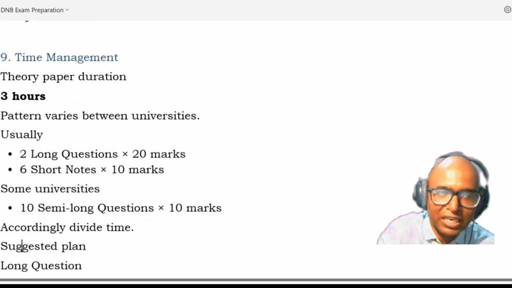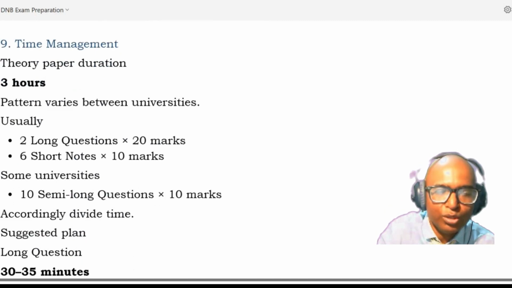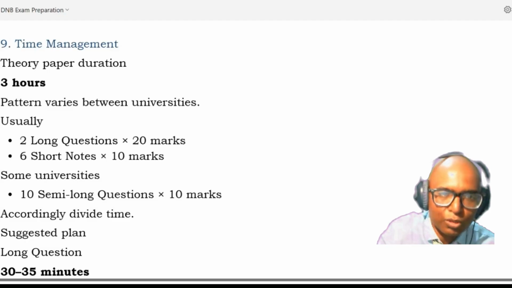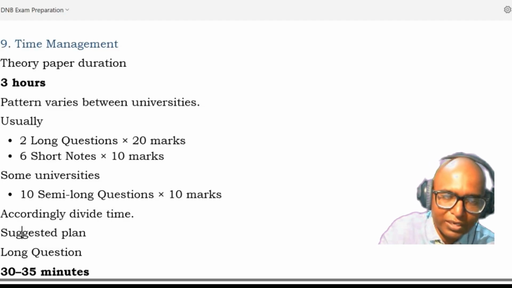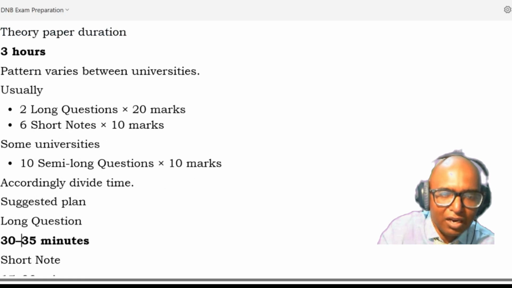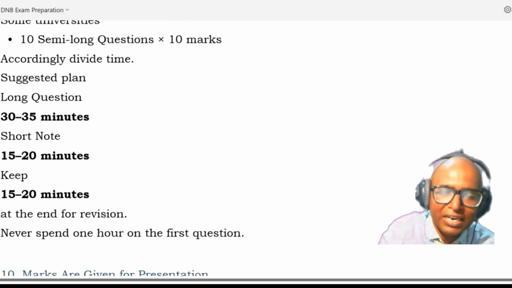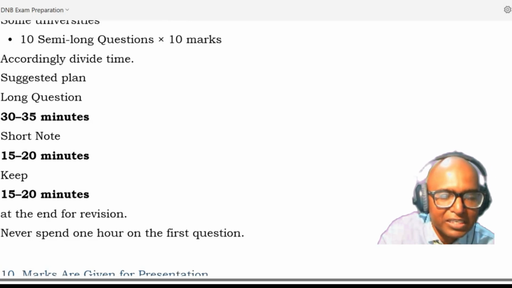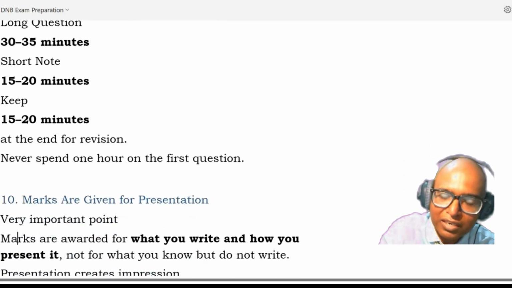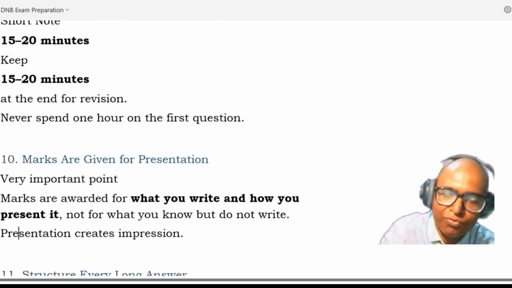The most important thing is time management. You have been given 3 hours for writing the paper. The pattern will vary between universities. For the DNB board it will be different, but generally there are long questions and short questions. If you have two long questions carrying 20 marks each or six short notes carrying 10 marks each, there may also be semi-long questions of 10 marks each, especially for the DNB candidate. So you will divide the time accordingly. For a long question, you can give a maximum of 30-35 minutes. Short notes around 15 to 20 minutes, and always keep 15 to 20 minutes at the end for revision. Never spend 1 hour on the first question.